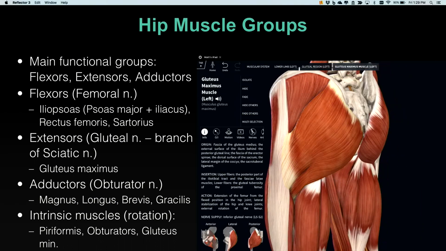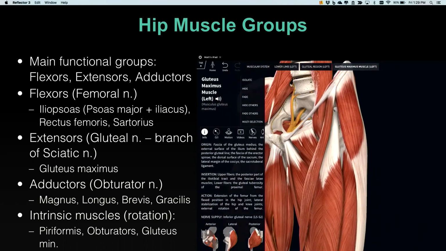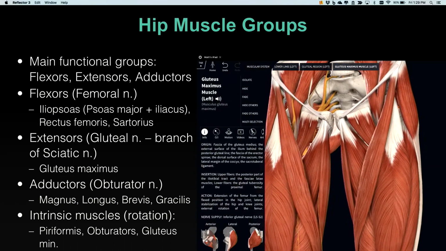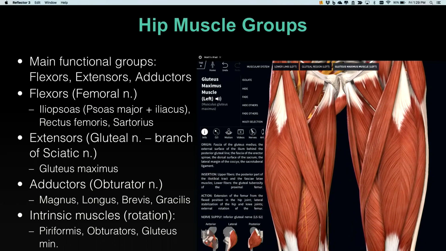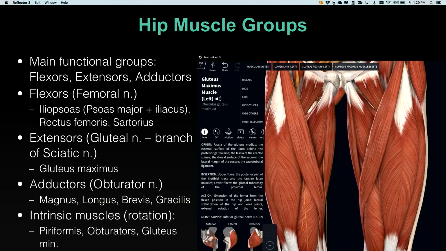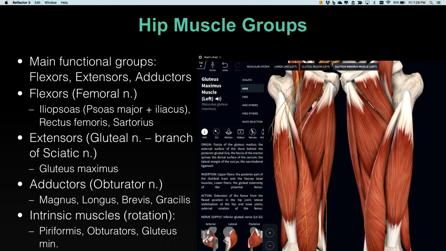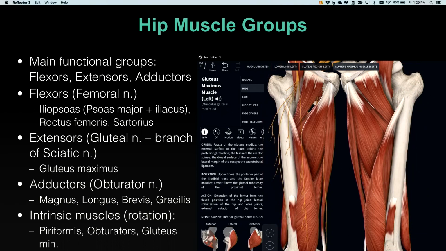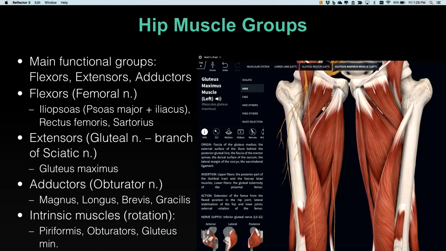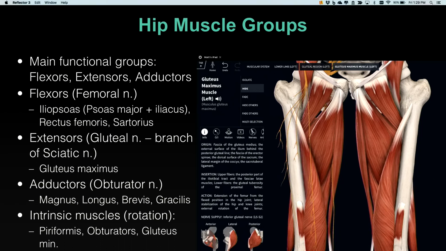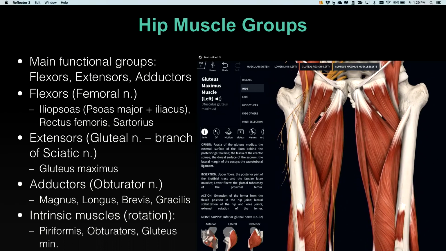What we haven't seen are the adductors. Adductors you spent a lot of time on in lab, and it's easier to see these when we dive a little bit deeper into the muscle, and usually they are all in the medial compartment. Adductors share the obturator nerve as their innervation, which I'll come back to in a second.